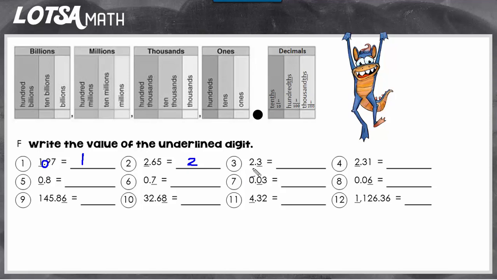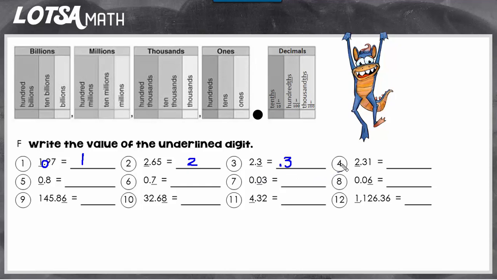So let's look at number 3. Again, we find the decimal point, but this time the underlined digit is directly to the right of the decimal point. The place directly to the right of the decimal point is the tenths place. So the value of this 3 is 3/10. So you can't just write the 3, you have to show that the 3 is in the tenths place by putting the decimal right before it.